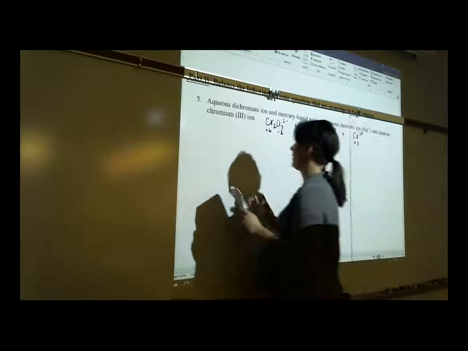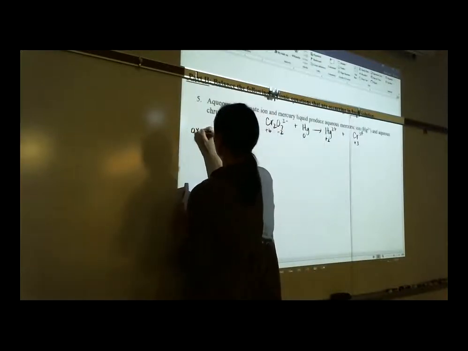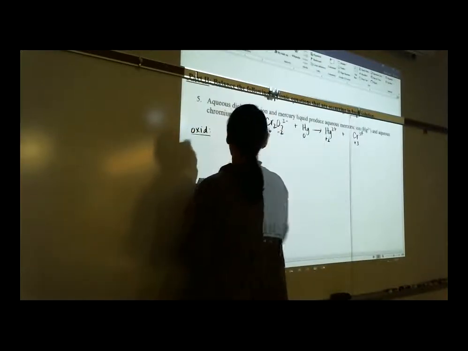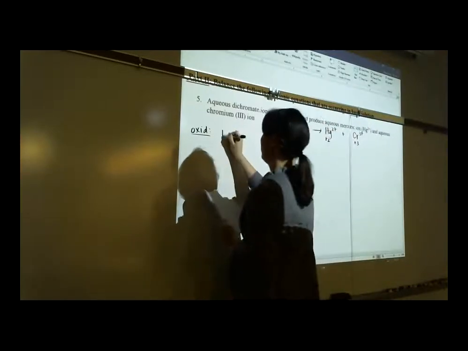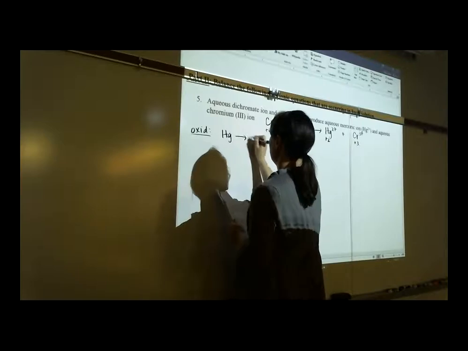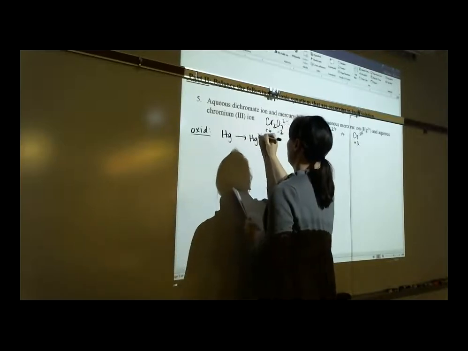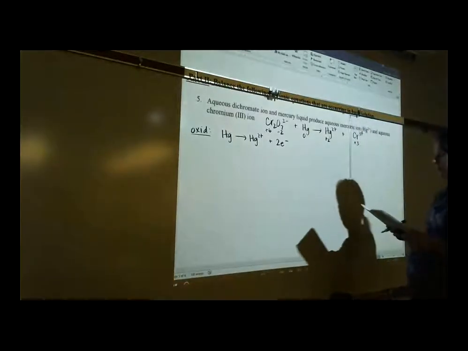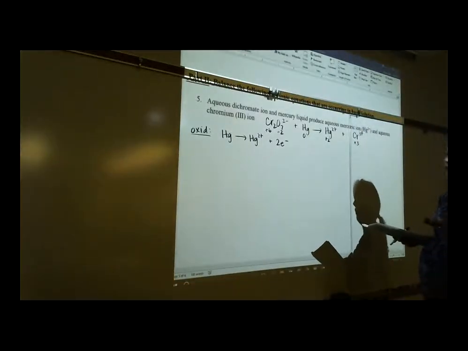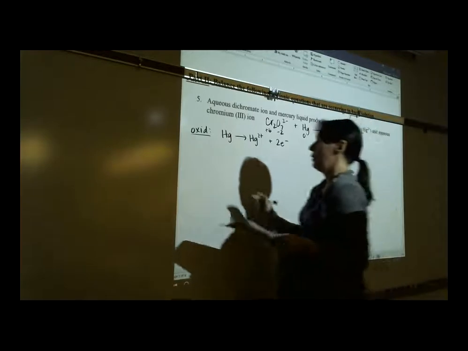All right, so for our oxidation half reaction, we're going from 0 to +2, so that's easy. It's just Hg going to Hg2+ plus 2e-. Nothing fancy there, right? No oxygens to deal with, no hydrogens to deal with, so life's pretty good. Let's do the reduction.